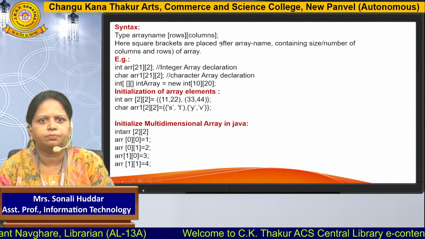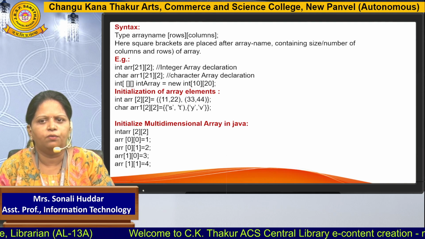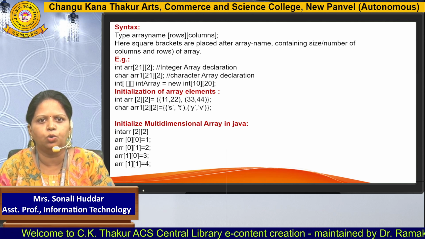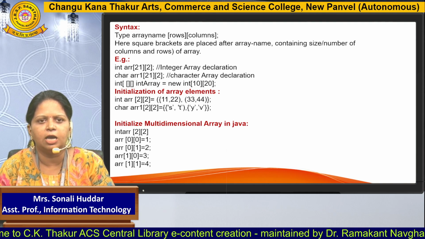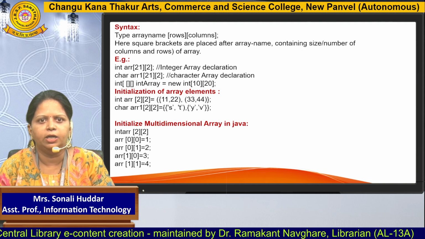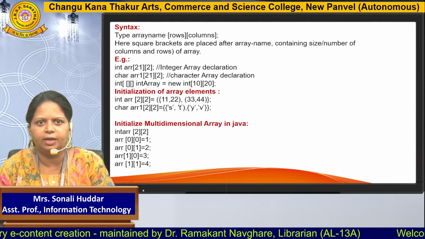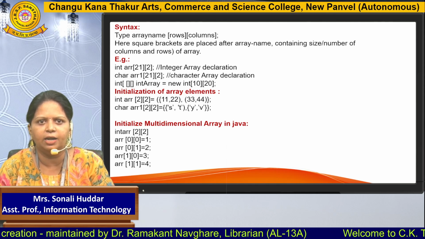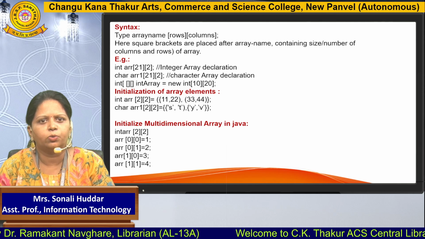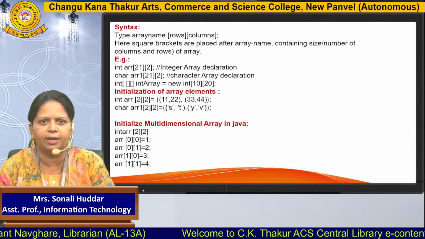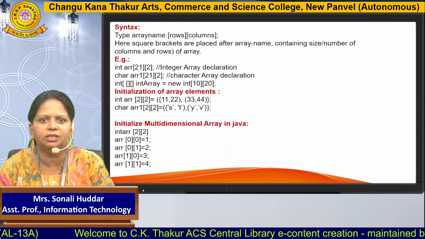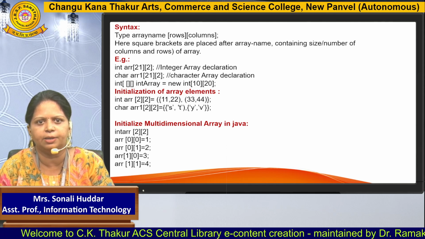int arr[2][2]. So here a total of 2 rows we are going to consider, with 2 columns. So an integer array with the name arr, with 2 rows and 2 columns. char arr1[2][2] is a character array with the name arr1, and total rows are 2 and columns are 2. Now int[] with empty square brackets and then the name of the array, int array equal to new int, and then you provide the size. This way also one can declare the array.